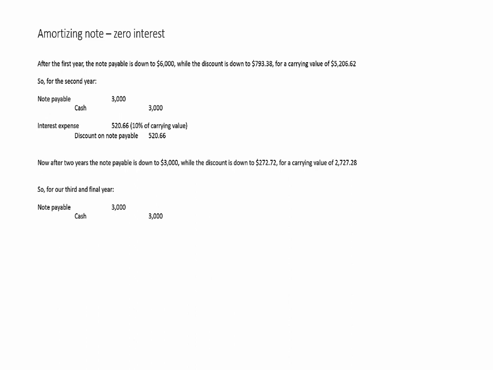The remaining discount is down to $272.72 for a carrying value of $2,727.28. And so for the third and final year, we pay our third and final $3,000 payment that pays off the note payable balance. And we record amortization, again, 10% of the carrying value, or $272.72. That eliminates the final remaining discount.